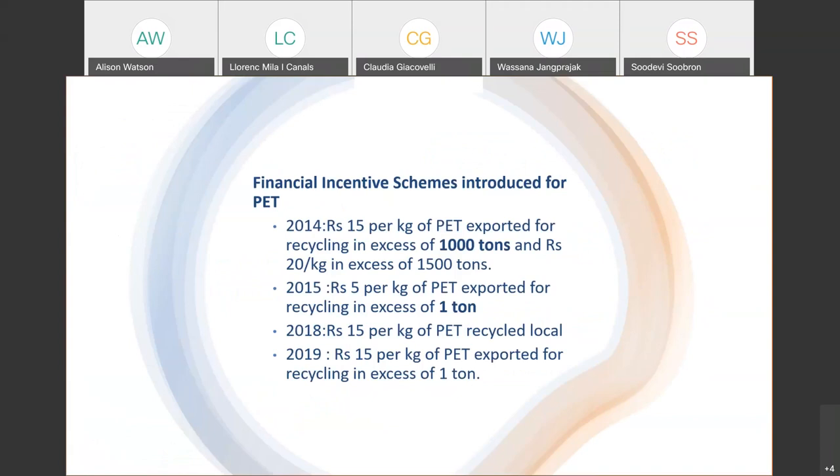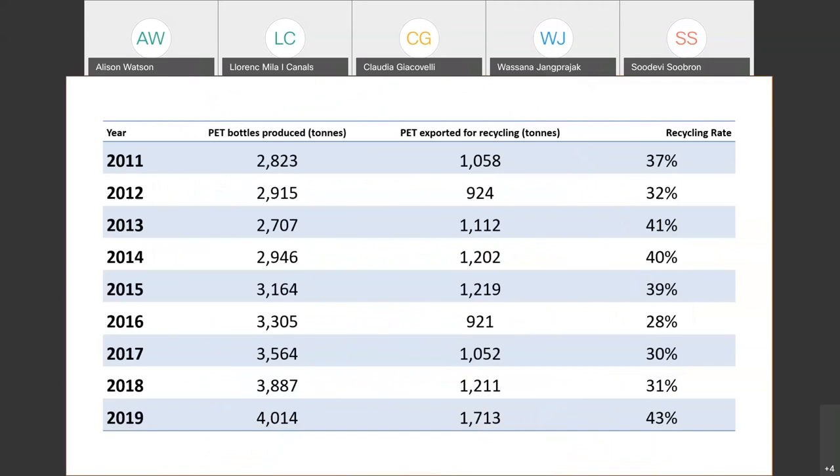This PET bottle regulation came into promulgation in 2001, but we can see that there was not much progress. So we had to give some financial incentives. The incentive we gave them to collect was 15 rupees, then for the export, 5 rupees for the manufacturers. And recently it is 15 rupees for both export and import, in excess of only one ton. Next slide, please.